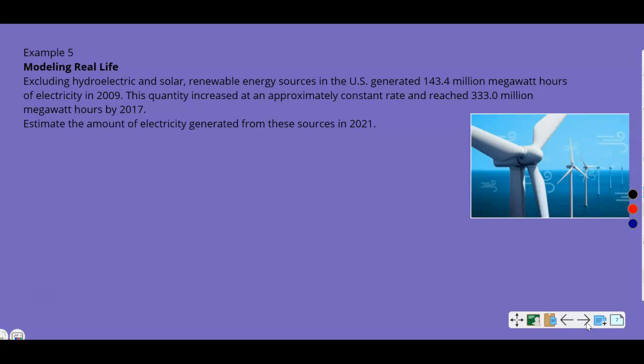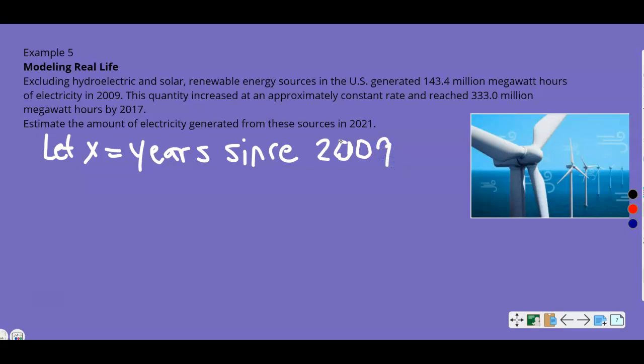All right, so we can let x represent the number of years since 2009. Since 2009 is the original year, that's the year that we have the first data from. So we can say let x equal years since 2009. All right, that means 2009 will be year 0. And we know that 143.4 million megawatts would be my y value for that first year.